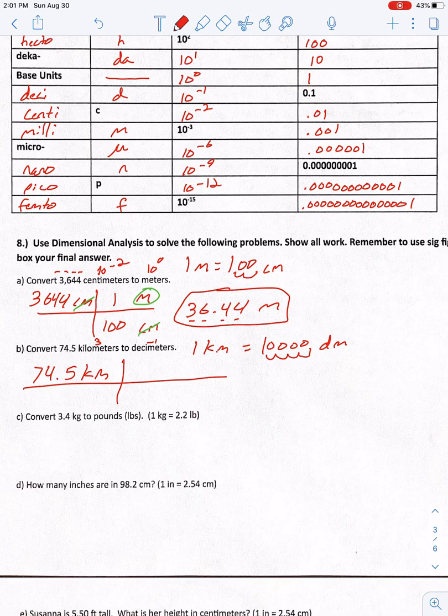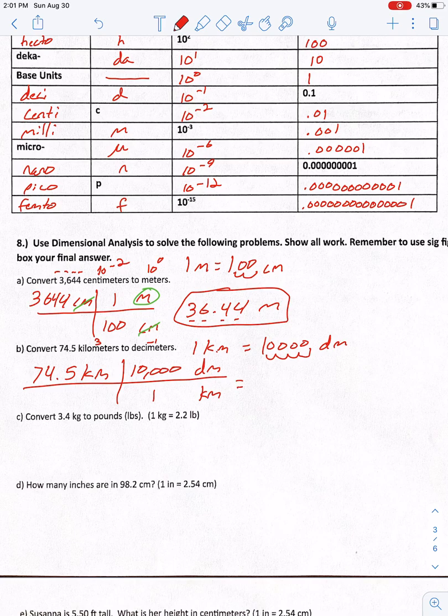So now I have my conversion unit, so now I can come back down. So kilometers has to be on bottom next. Okay. Then I'm trying to get to decimeters. So I know 1 kilometer equals 10,000 decimeters. Okay, so one thing I kind of forgot to touch base on is you multiply whatever's on top and divide by whatever's on bottom. So back in A, we did 3,644 times 1 divided by 100. This one, we're going to do 74.5 times 10,000.